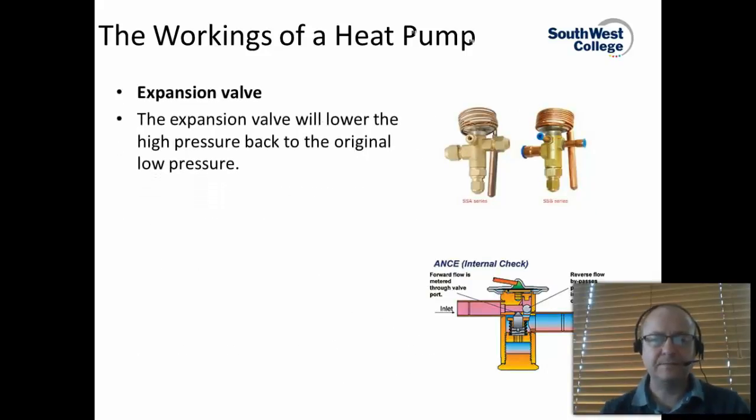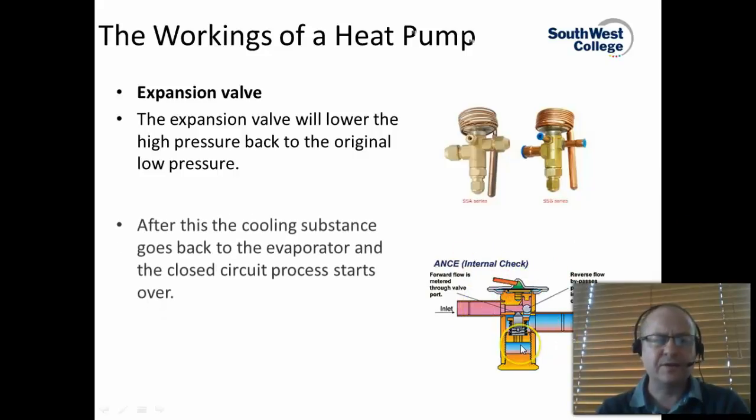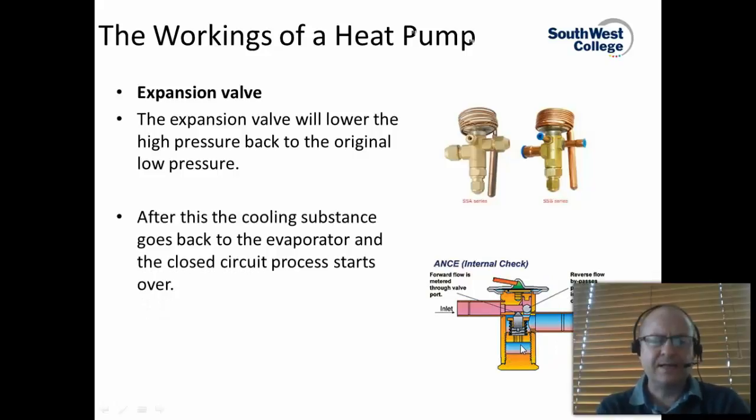An expansion valve then, with that warm fluid that exits the condenser, it then passes into an expansion valve. And what the expansion valve does is it lowers the high pressure of that fluid back down to the original low pressure. And so what you'll have is a high pressure on one side and then back down to the low pressure on the other side. And after that, the cooling substance goes back to the evaporator, and the closed circuit process starts over again.